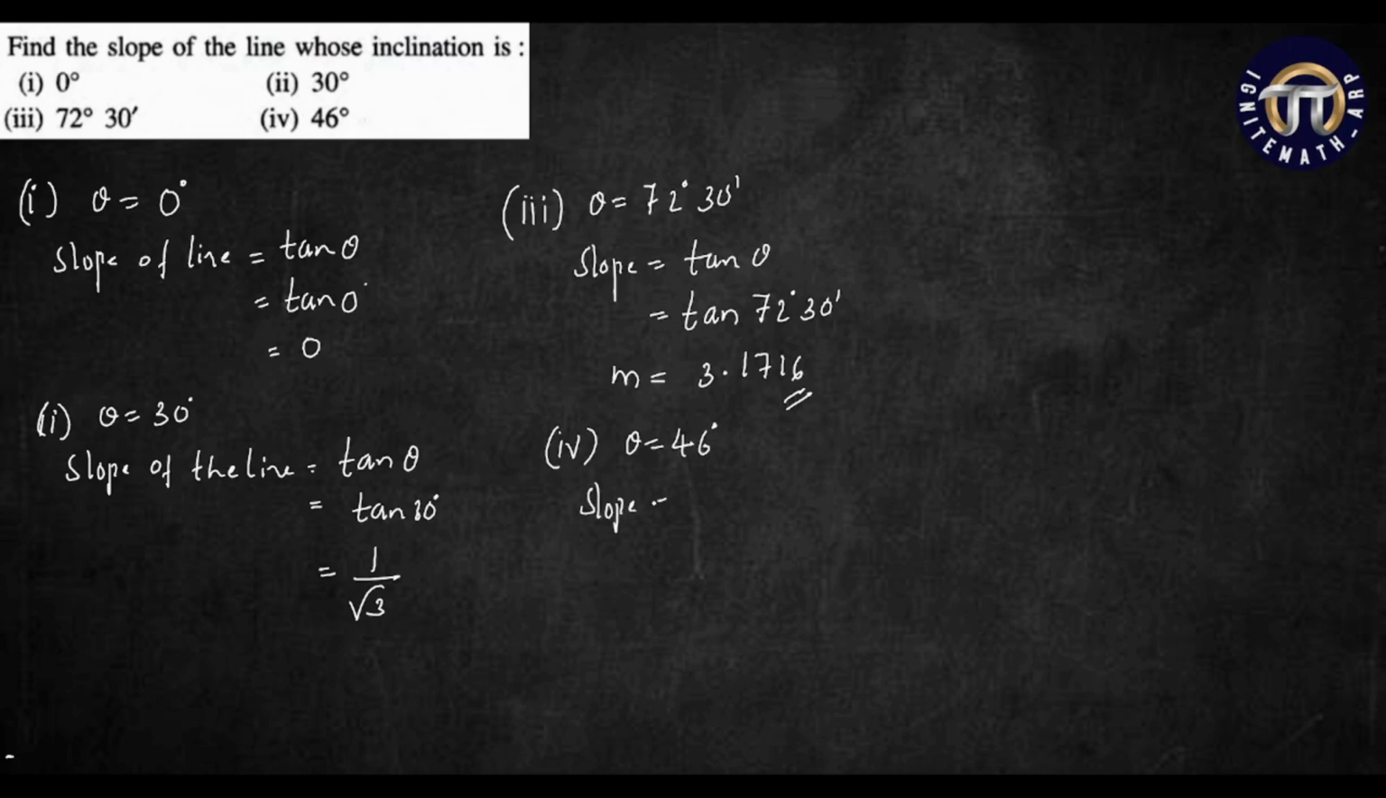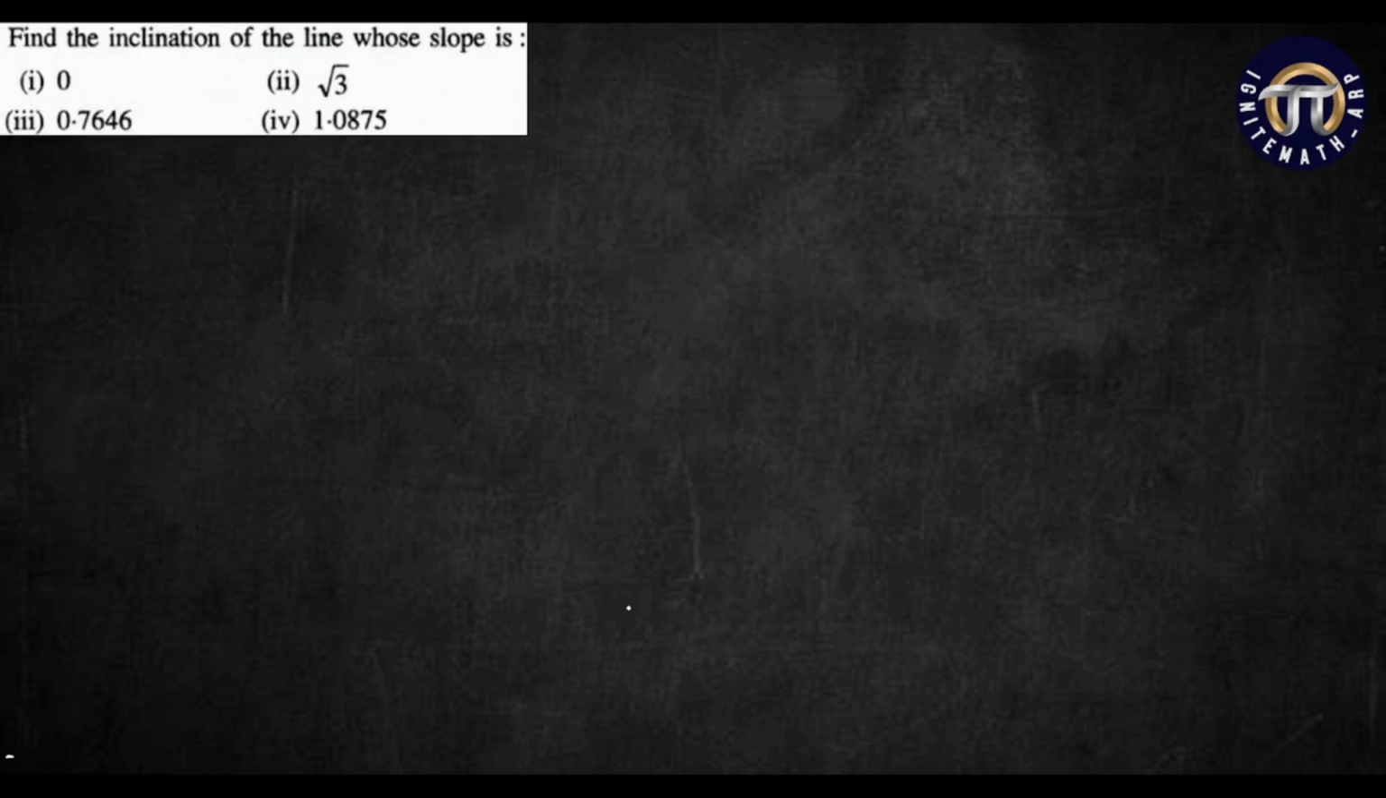Slope of the line whose inclination is 46 degree is tan of inclination, that is tan of 46 degree. Tan of 46 degree is 1.0355. This is going to be the slope of the line. Clear, children? Now let me take some more examples over here.